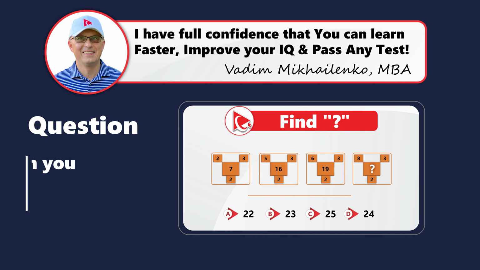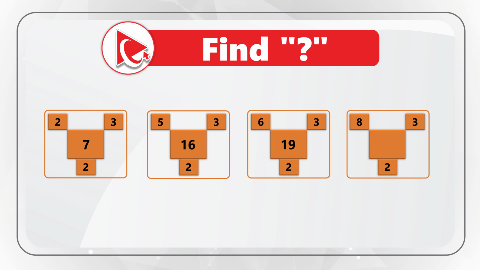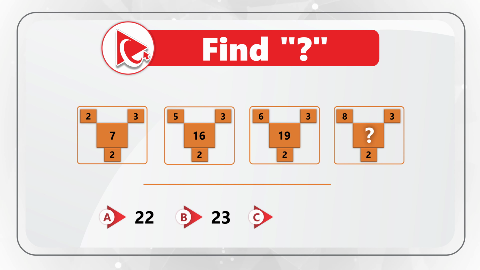Here's the question of intermediate complexity we frequently see on the test. You're presented with 4 shapes, and 1 shape has a missing number in the middle. You need to calculate the pattern and calculate the missing number, selecting it from one of 4 possible choices. Choice A, 22. Choice B, 23. Choice C, 25. And then last but not least, choice D, 24.